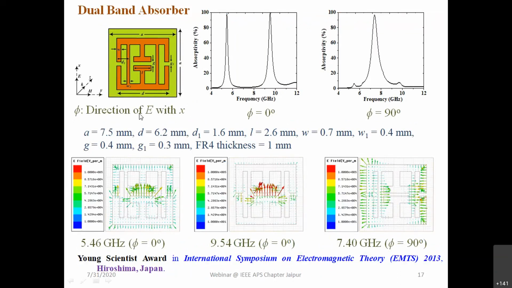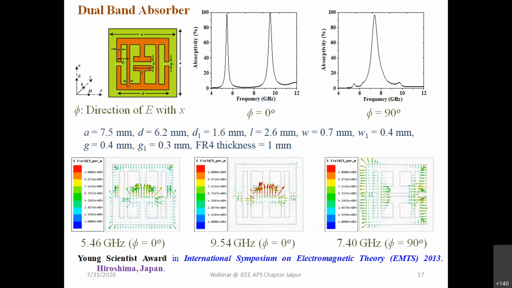So what is happening, you can think of it this way, that phi is nothing but the polarization angle of the electric field. So phi 0 degree will offer you the absorption at 5.26 and 9.54 gigahertz, while phi 90 degrees gives you absorption at 7.4 gigahertz, which is at a third frequency. So once you introspect what is happening in between, you can see at 5.46 that all these unit cells, all these gaps are getting activated, while at 9.54 the middle gap is getting much more activated. While with phi 90, the metallic structures in the neighboring unit cells are getting activated, right? So accordingly, you will get this particular response.